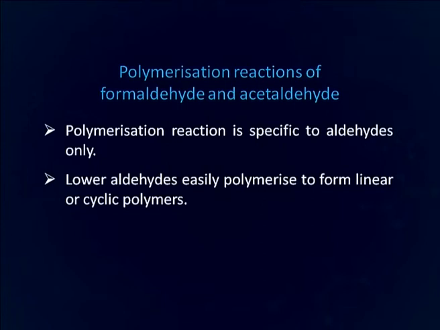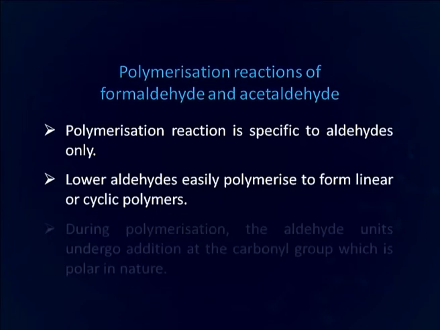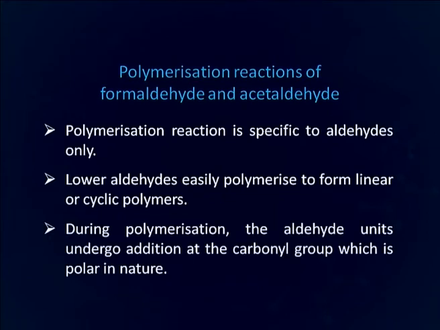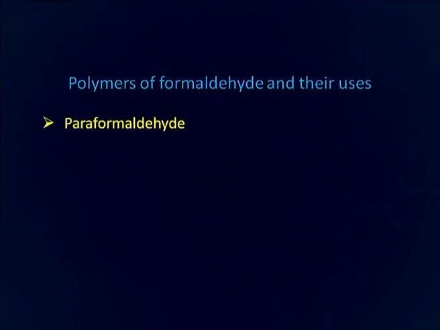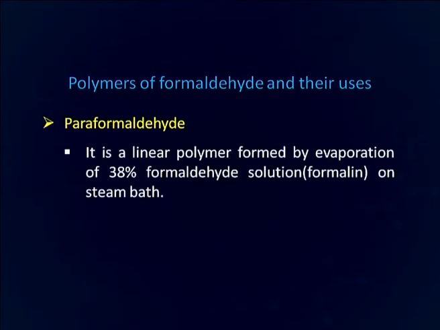Now, lower aldehydes easily polymerize to form linear or cyclic polymers. During polymerization, the aldehyde units undergo addition at the carbonyl group, which is polar in nature. So, first of all, the formation of paraformaldehyde. It is a linear polymer formed by the evaporation of 38% formaldehyde solution, which is also called formalin, on a steam bath.